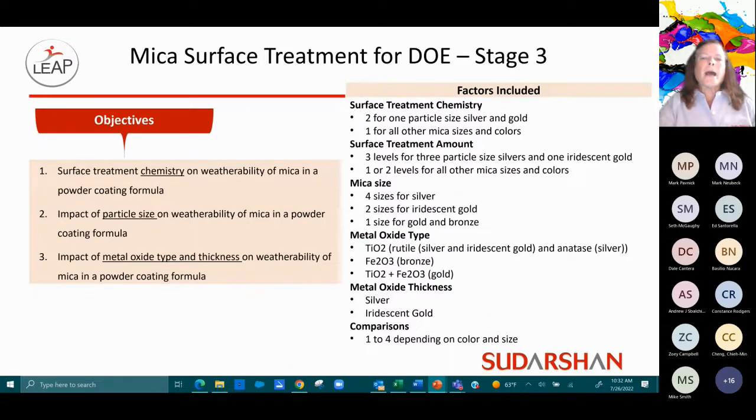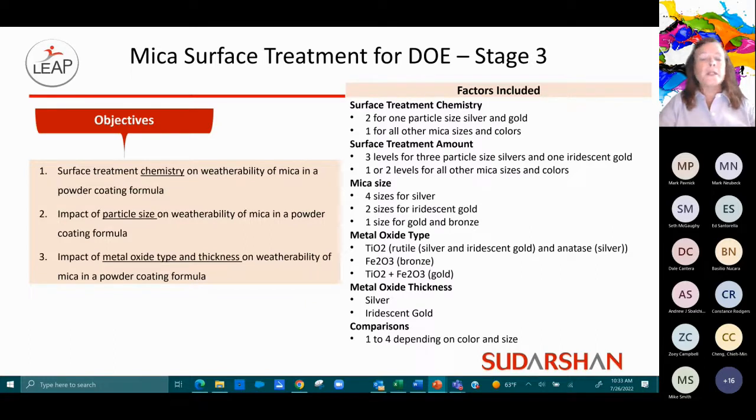From a surface treatment amount, we chose 3 levels for 3 particle sizes of silver and 1 of the iridescent gold, and then either 1 or 2 levels for the other micas. From a mica size, we were really interested in silver in this particular case because of that catalytic degradation aspect of it. So we chose 4 sizes for silver, 2 sizes for iridescent gold, and 1 size for gold and bronze.